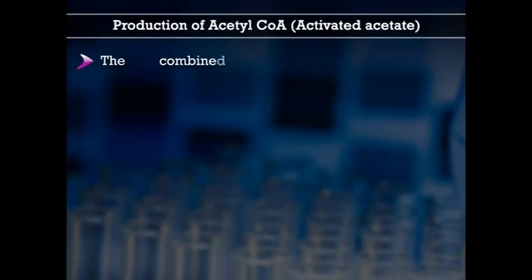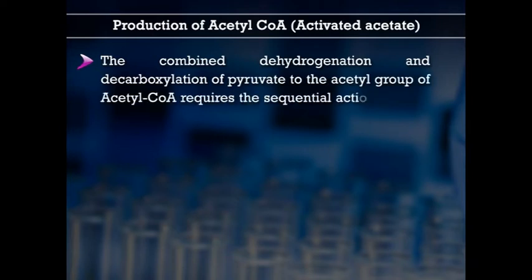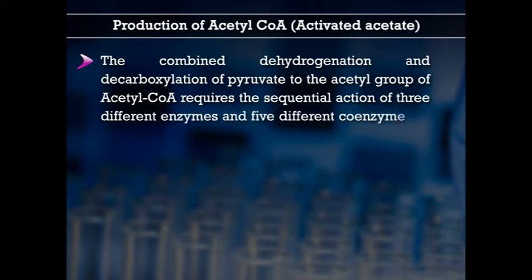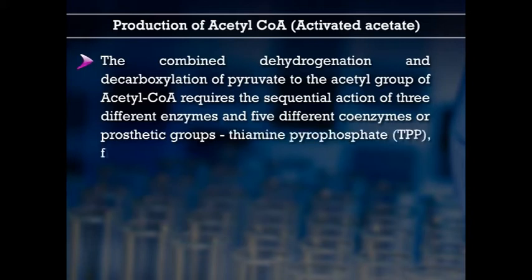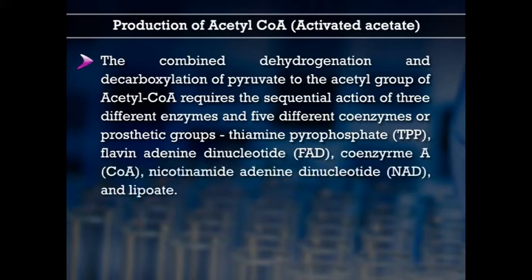The combined dehydrogenation and decarboxylation of pyruvate to the acetyl group of acetyl-CoA requires the sequential action of 3 different enzymes and 5 different coenzymes or prosthetic groups, that is thiamine pyrophosphate TPP, flavin adenine dinucleotide FAD, coenzyme A, nicotinamide adenine dinucleotide NAD, and lipoate.